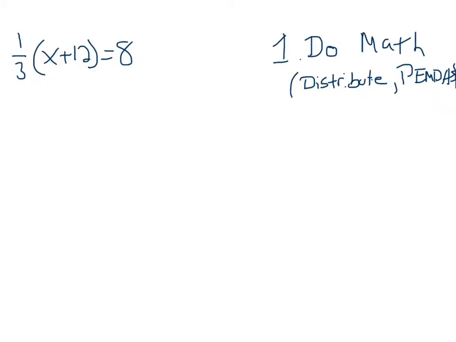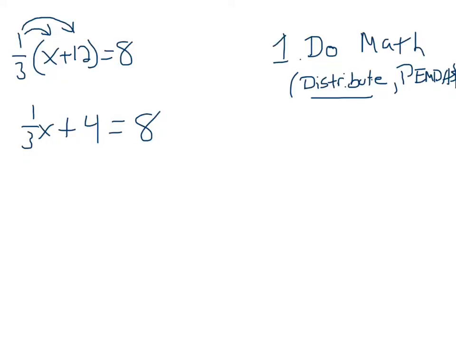So in this case, when I say step one, do the math, I'm focusing on this distribute part here. So I'm going to take my 1/3 and distribute my 1/3 into my parentheses. So 1/3 times x is 1/3 x, plus 1/3 times 12 is 4, and that's still going to be equal to 8. That doesn't change anything.